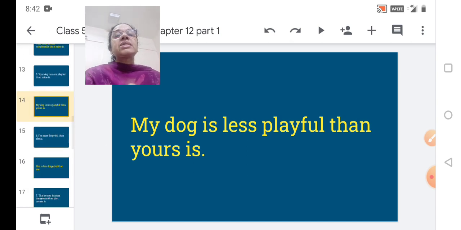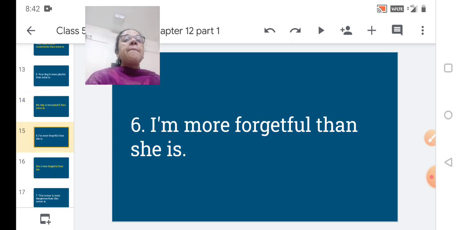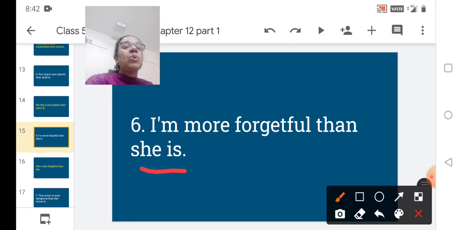Okay, shall we move to the next? Next one. I am more forgetful than she is. Pay attention. I am more forgetful than she is. The latter part is she is. Okay. So we have to obviously start the answer with the latter part. So it has to be she is less forgetful than, you're talking about whom? You're talking about yourself. So what will you write? She is less forgetful than me.